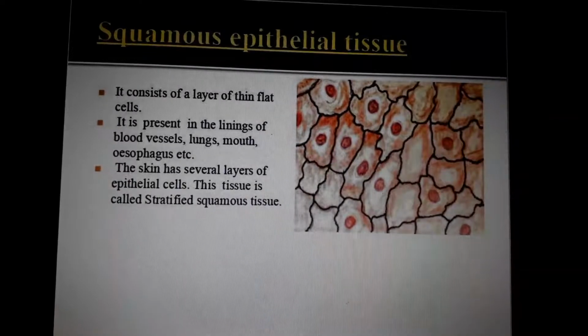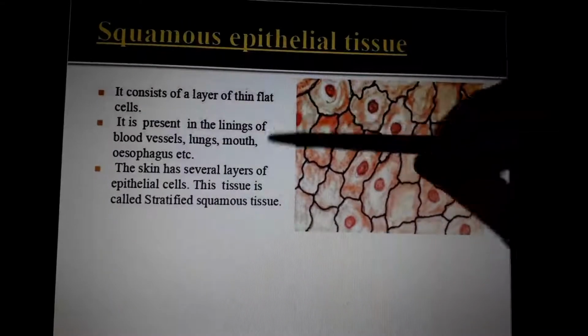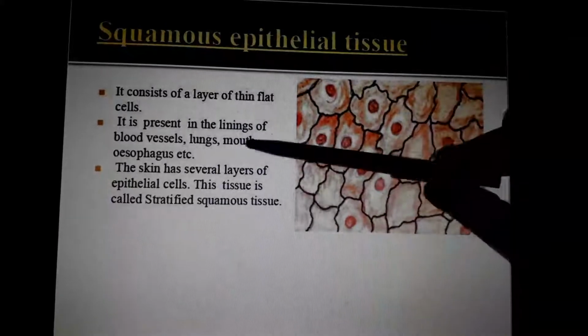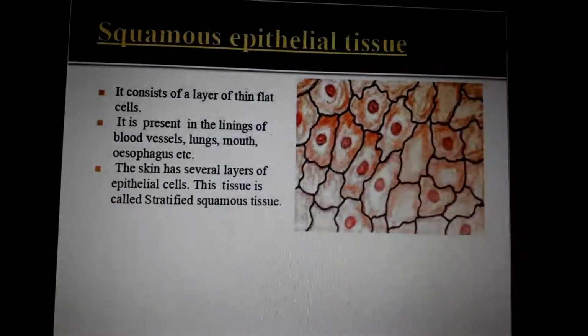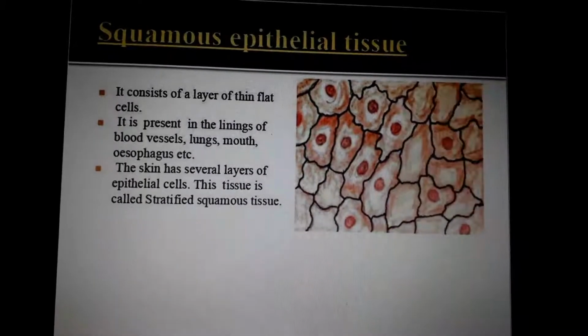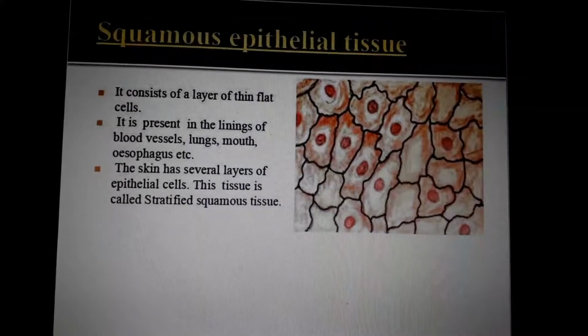Next. The skin has several layers of epithelial tissue. This tissue is called stratified squamous tissue. Because the layers of these others are very small. Blood vessels are small. The esophagus's outermost layer is also very small. The mouth's layer is also very small. Lungs and blood vessels we didn't see, but mouth we can see. Just try to touch the internal part of your mouth. The thickness of that outer skin is very thin, isn't it? It's very sensitive. It is very easy to scratch it.